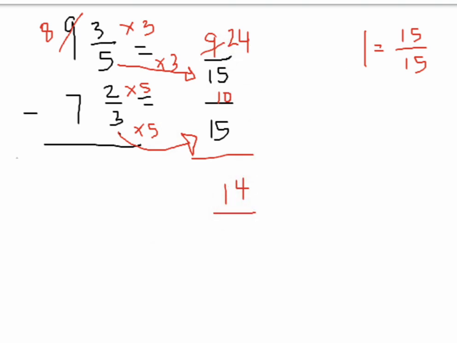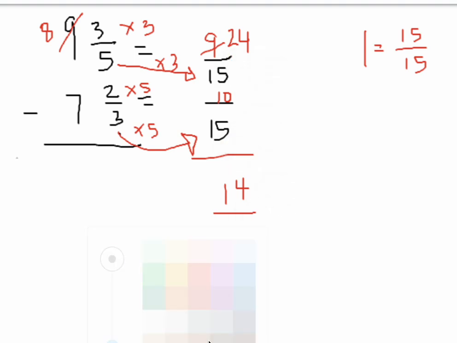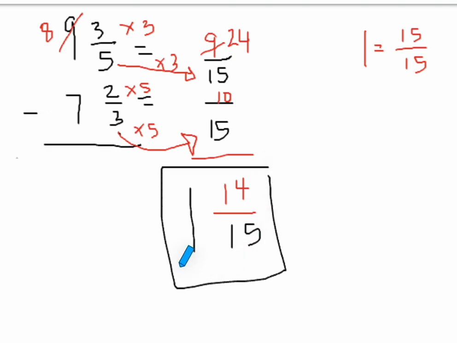My denominator stays the same, my friends. I am not trying to change that denominator. It's going to be 15. Now I can subtract those whole numbers. 8 minus 7 is 1. Bada bing, bada boom. 1 and 14 fifteenths.